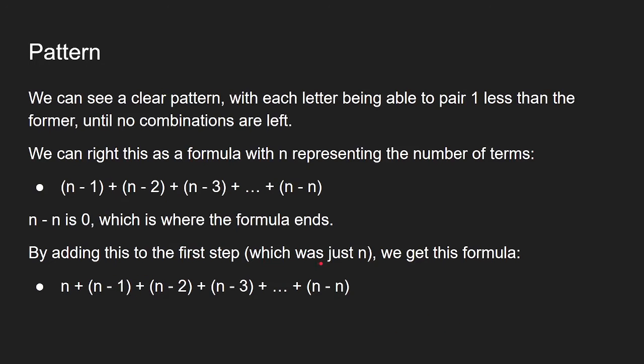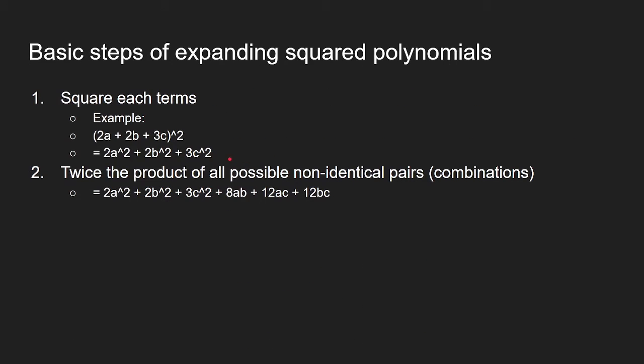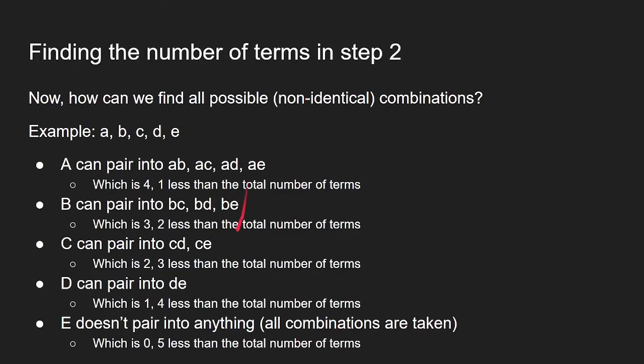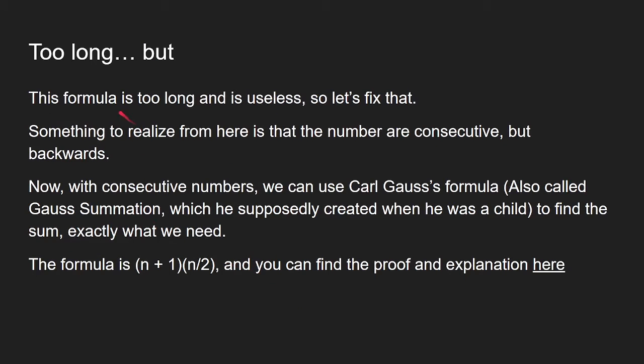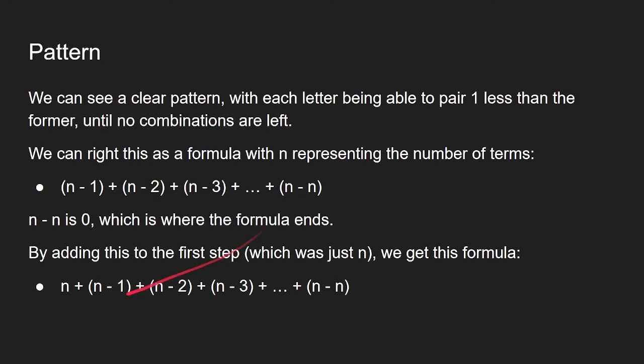And by adding this to the first step, which is n, we just add n to our formula, which is n plus n minus 1, plus n minus 2, plus n minus 3, until n minus n, which is 0. It's not really important, but I just left it here so we know the formula ends here. But this formula is way too long, you can't use it for anything, and it's basically useless. But something to realize from here is that the numbers are consecutive, but backwards. Now, that means the numbers increase by the same amount each time, but it's backwards. So it decreases by 1.